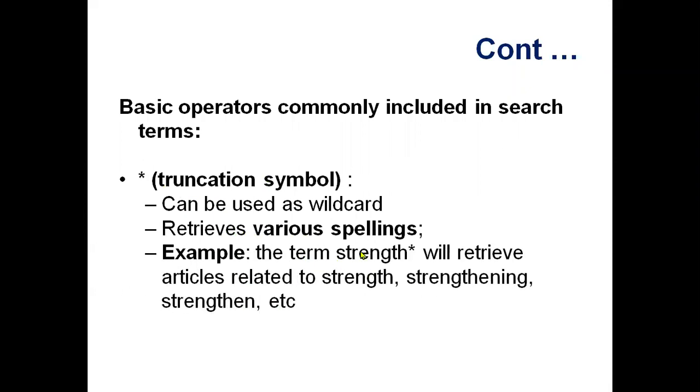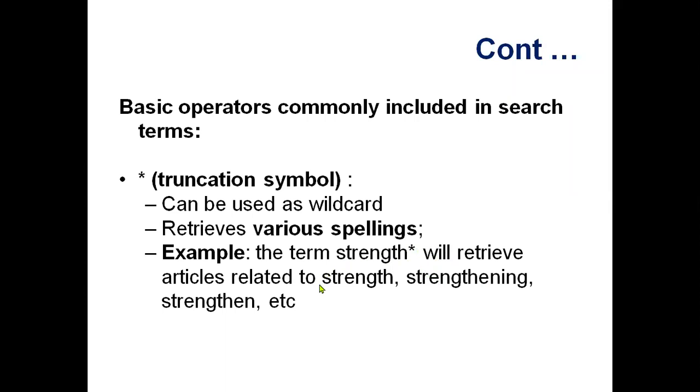For example, the term strength: if we put an asterisk at the end of strength, it will retrieve articles related to strength as it is present. It will also retrieve strengthening as well as strengthen. If we look at these two spellings, strength is also available here. After the asterisk it doesn't matter what other letters follow, all the words which have that strength will be retrieved.